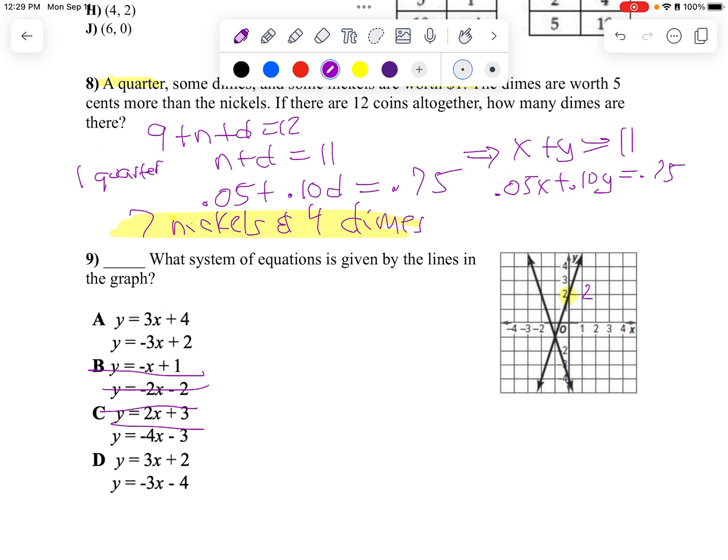Now if I look at my line, notice from where it intersects at 2, it looks like I'm going up 1, 2, 3, and over 1. In other words, my line has to be 3x plus 2. So that eliminates A. So without even having to look at my second line, I know my correct answer is D. Y equals 3x plus 2 and negative 3x minus 4. We can see my second line crosses at negative 4. And it goes down 3 and over 1, so that's where you get the negative 3 from.